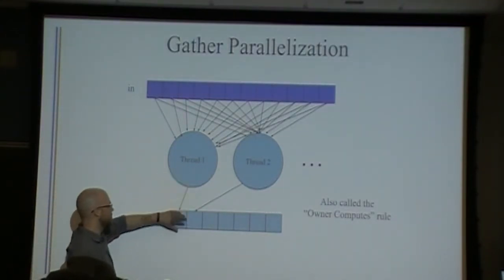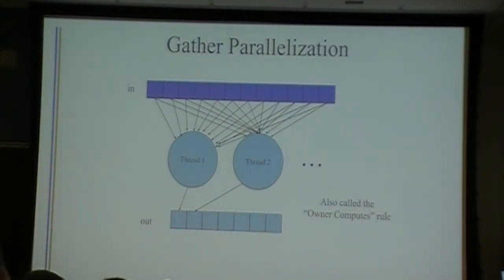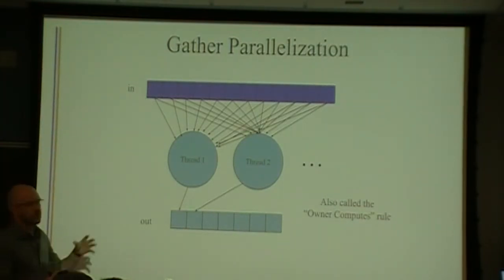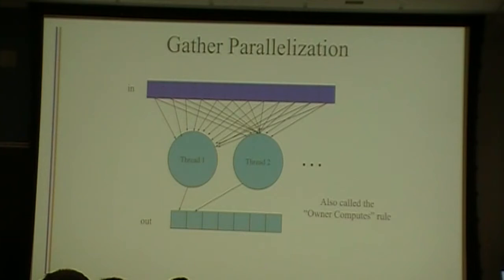Each thread owns one of these outputs essentially, and it looks at all of the inputs, and then computes the correct output value and just stores it there. And the reason that we don't have a race condition here is because we're not doing any modification of the input, right? We're just reading it. So we don't need to do any atomic operations or anything like that.